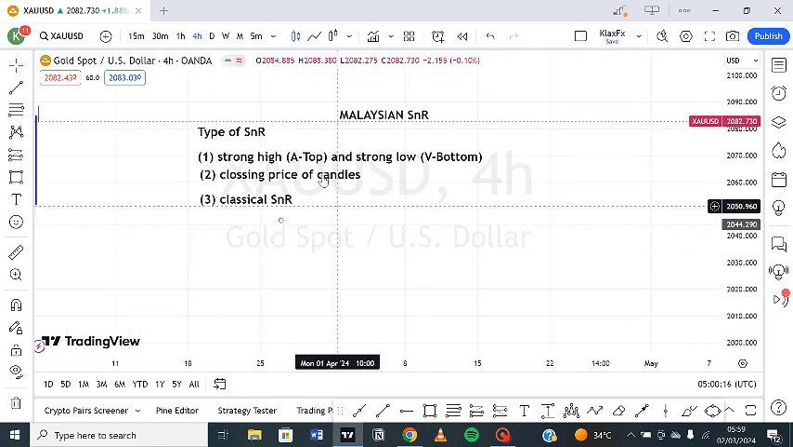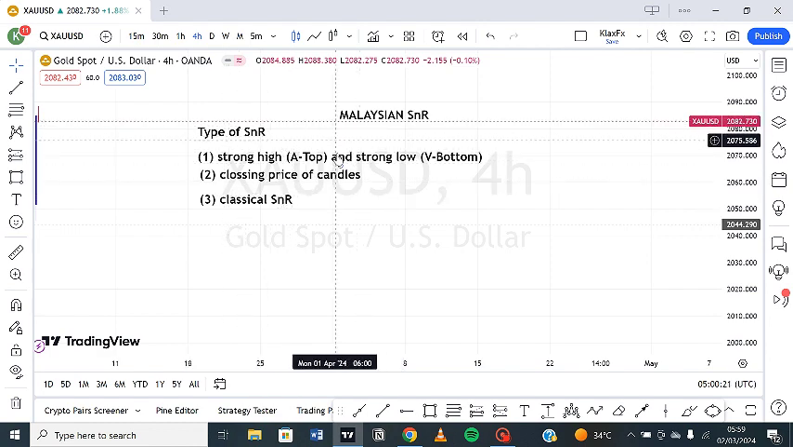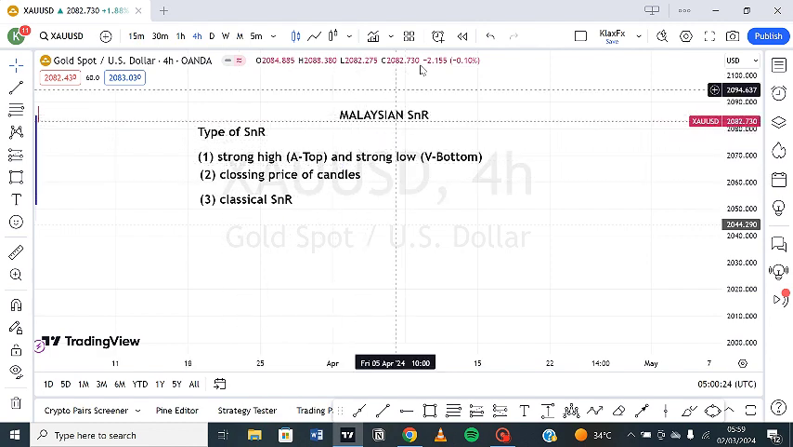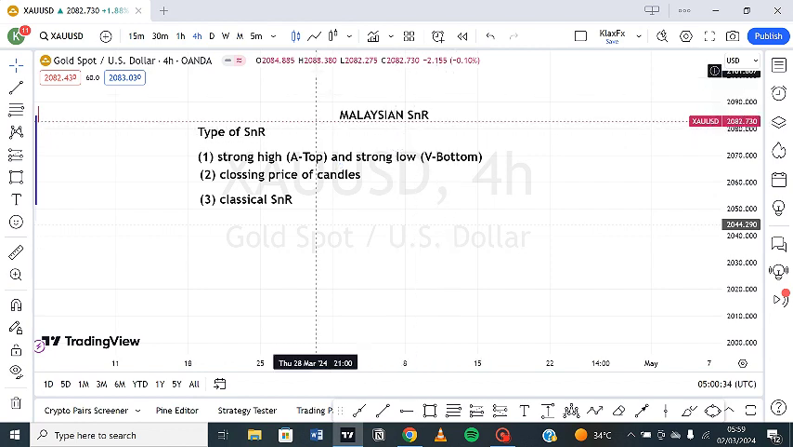I've listed out some Malaysian SnR here. Like I told you, Malaysian SnR is another way of trading support and resistance. Now, what is support and what is resistance? Support is any turning point in the market. Also, resistance is any turning point in the market. That's just the simplest definition of support and resistance.